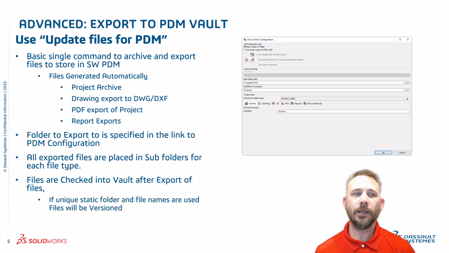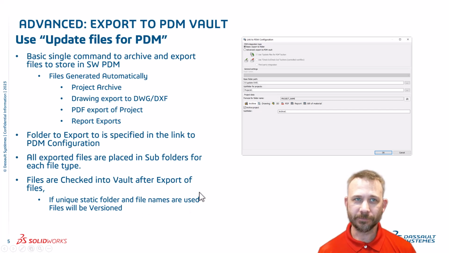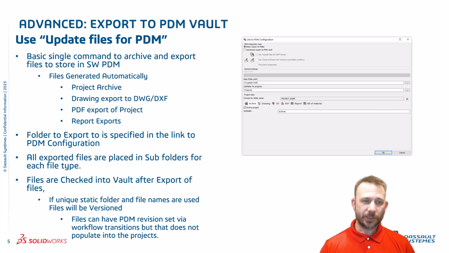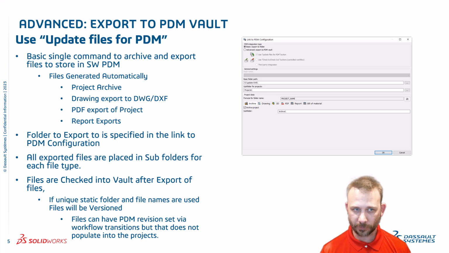Okay. And if unique static folder and file names are used, files will be versioned, right? Because every time we check in a file inside of PDM Professional, it versions that file, right? So it will version those files upon check-in. Files can have PDM revisions set via workflow transitions, but that does not populate back to the projects. So keep that in mind.